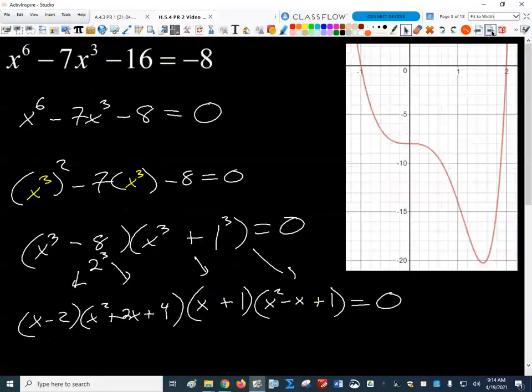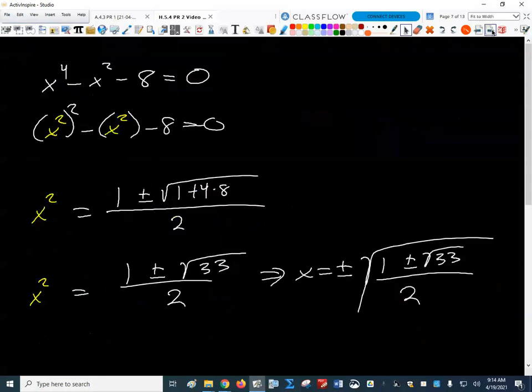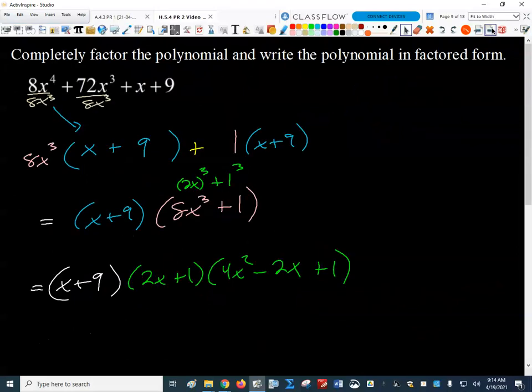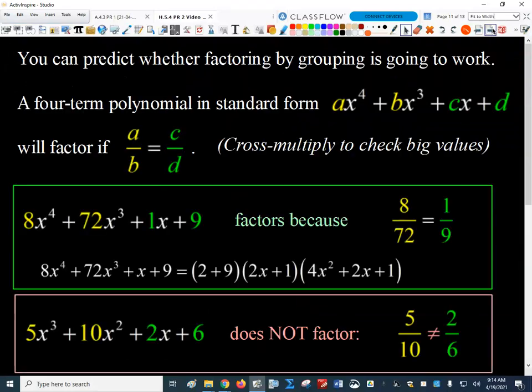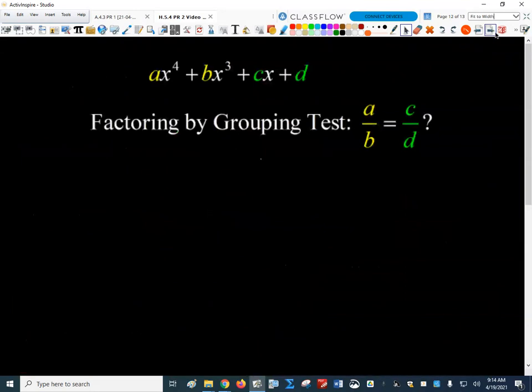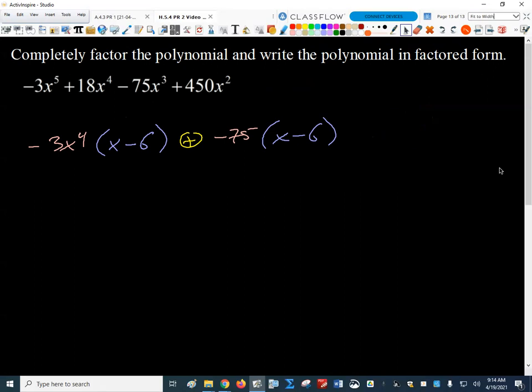And then we ended up looking at some examples of factoring by grouping. When we have polynomials with 4 terms, then we're able to sometimes factor by grouping. Remember what our test was. By inspection, if we've got a 4-term polynomial, if the ratio of the first 2 coefficients is equal to the ratio of the second 2 coefficients, then you know that you can factor by grouping. You just have to do it.